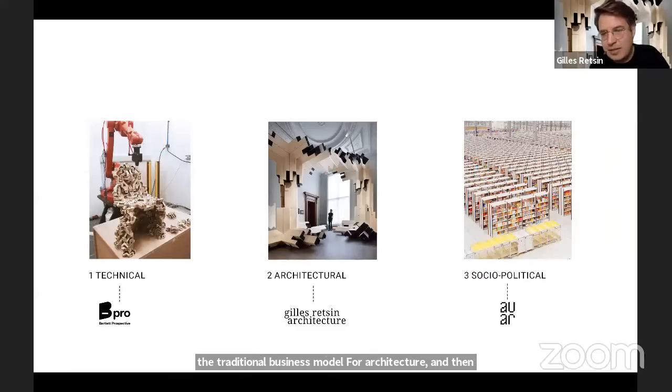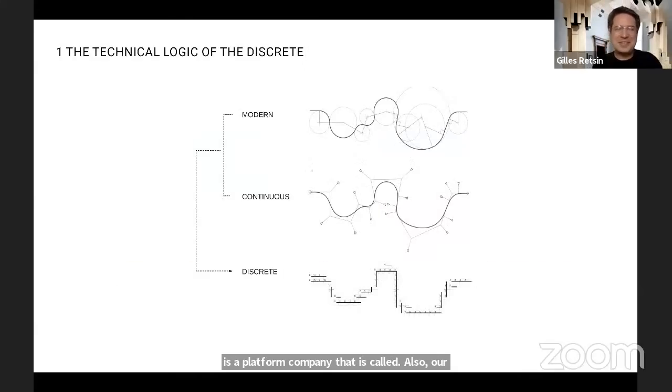And then the social political aspects I will explain through a recent endeavor, which is a new company that I founded together with my colleagues, Molly Claypool, Manuel Jimenez, and Claire McAndrew as a spin-out from our lab at UCL. So this is a platform company that is also called Our Automated Architecture. Great, so first chapter, the technical logic of the discrete.